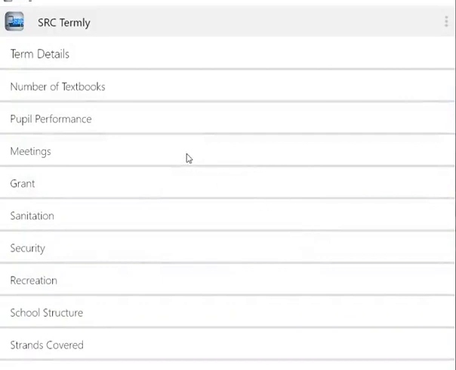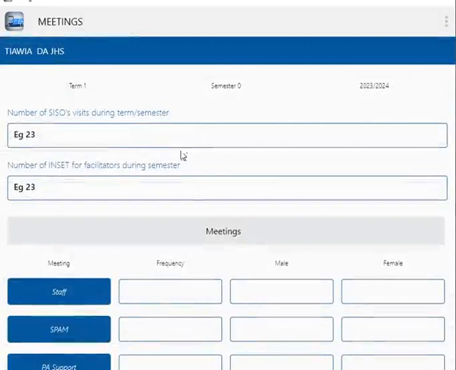But the next item is meetings. Number of CISO meeting visits during the term 5, number of INSET trainings, let's say 13, then staff meetings 1, PTA meetings 5, the number of meetings that participated, let's say it's 4, which I have already explained to you what this actually means. So you fill in and provide all the available information, frequency of SPA meetings 1.